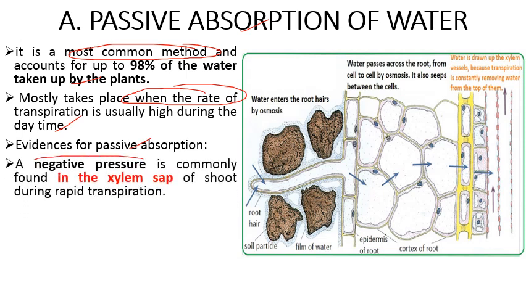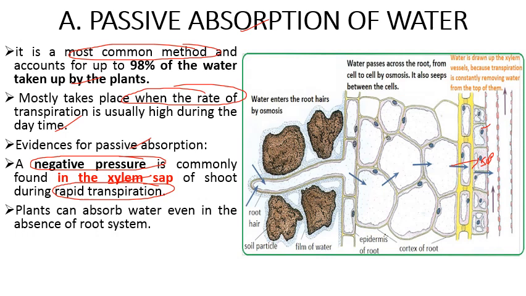A negative pressure is commonly found in the xylem sap of the shoot during rapid transpiration. Negative pressure means that it has some sort of suction pressure, so it can take the water from the surrounding cell. In case of xylem sap, plants can absorb water even in the absence of root system. जो plants हैं, if we put a twig in the water beaker, this twig can absorb the water, so it doesn't require roots for this water absorption.